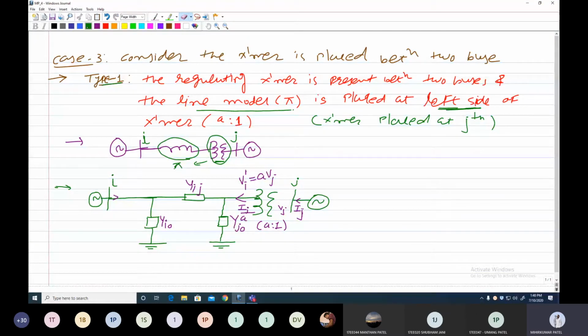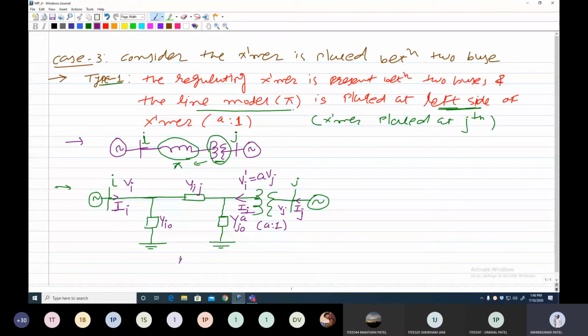This is how voltage cannot flow. Okay. So voltage at jth bus is Vj. Similarly, current injected by this ith network is Ii, and voltage at ith bus is Vi. Clear?